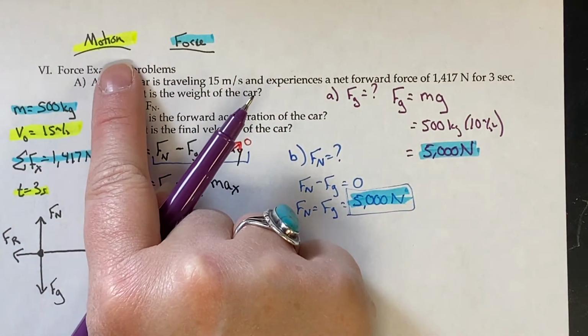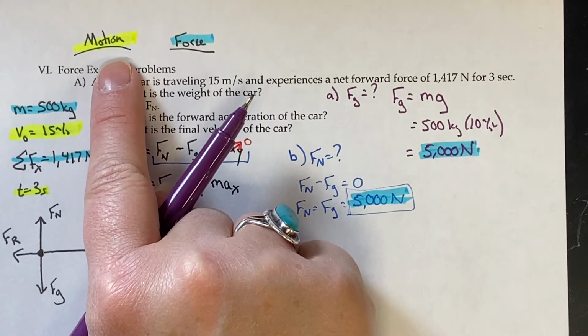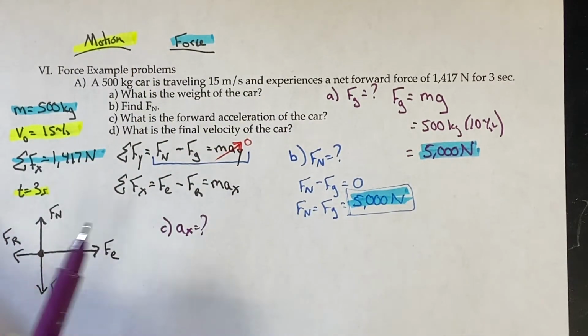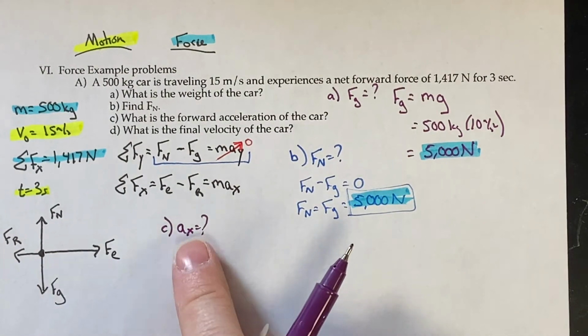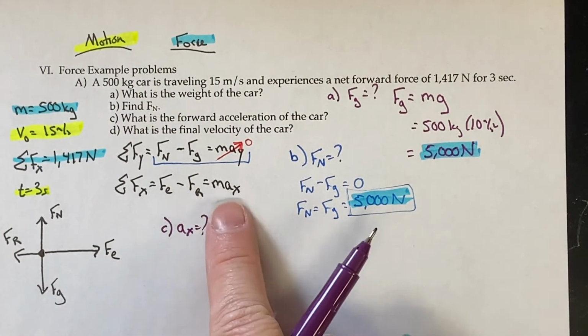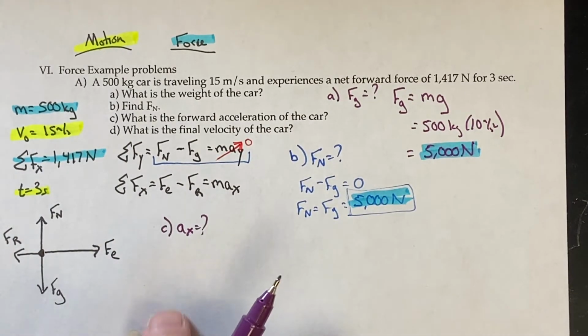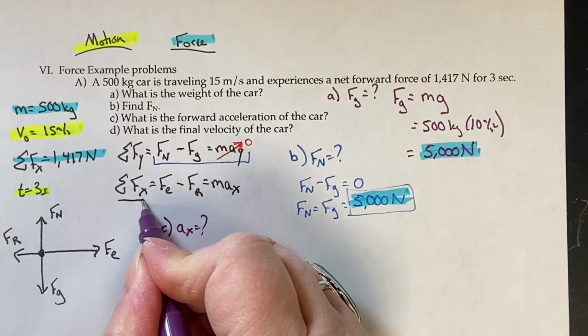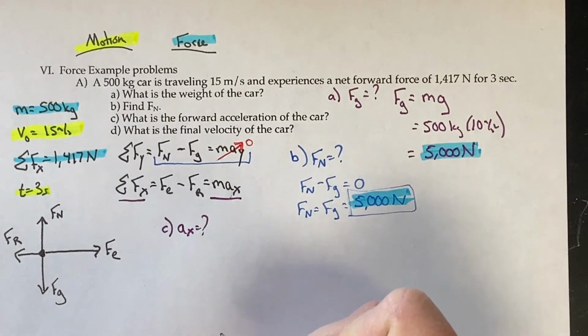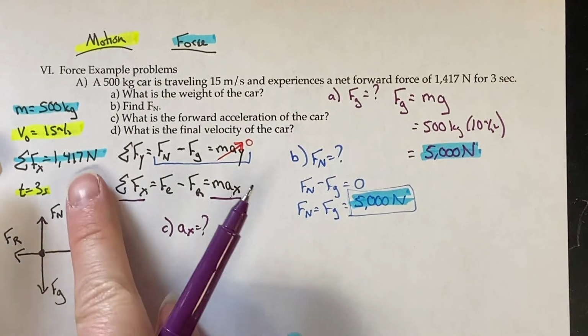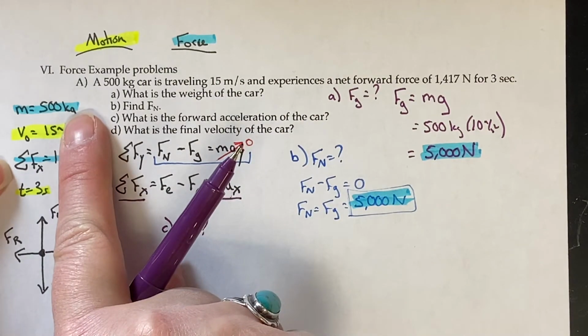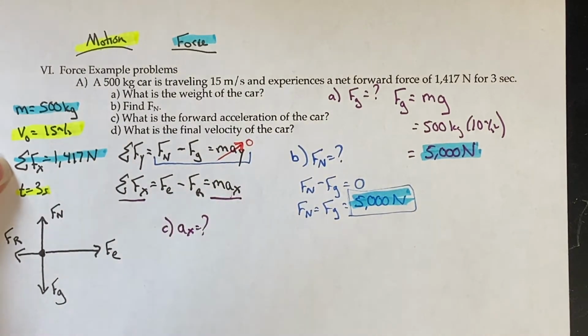I know that I need 3 givens to use a motion equation. And as I look at my highlight here, I only have 2 givens in the motion direction, so I can't use a motion equation to solve for acceleration. But I do have one other piece available to me, my forces. Net force is equal to mass times acceleration. They did give me net force, they did give me mass, so I can use this relationship to find acceleration.